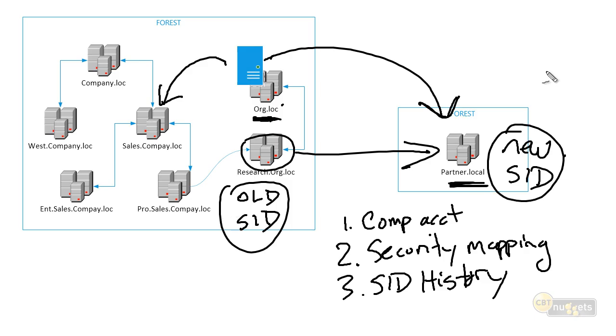Once you've re-permissioned all your resources and there are no longer any references to the old SID, you can go through and remove the SID history as a separate sort of post-migration task. And those are sort of the broad brush strokes of a migration.